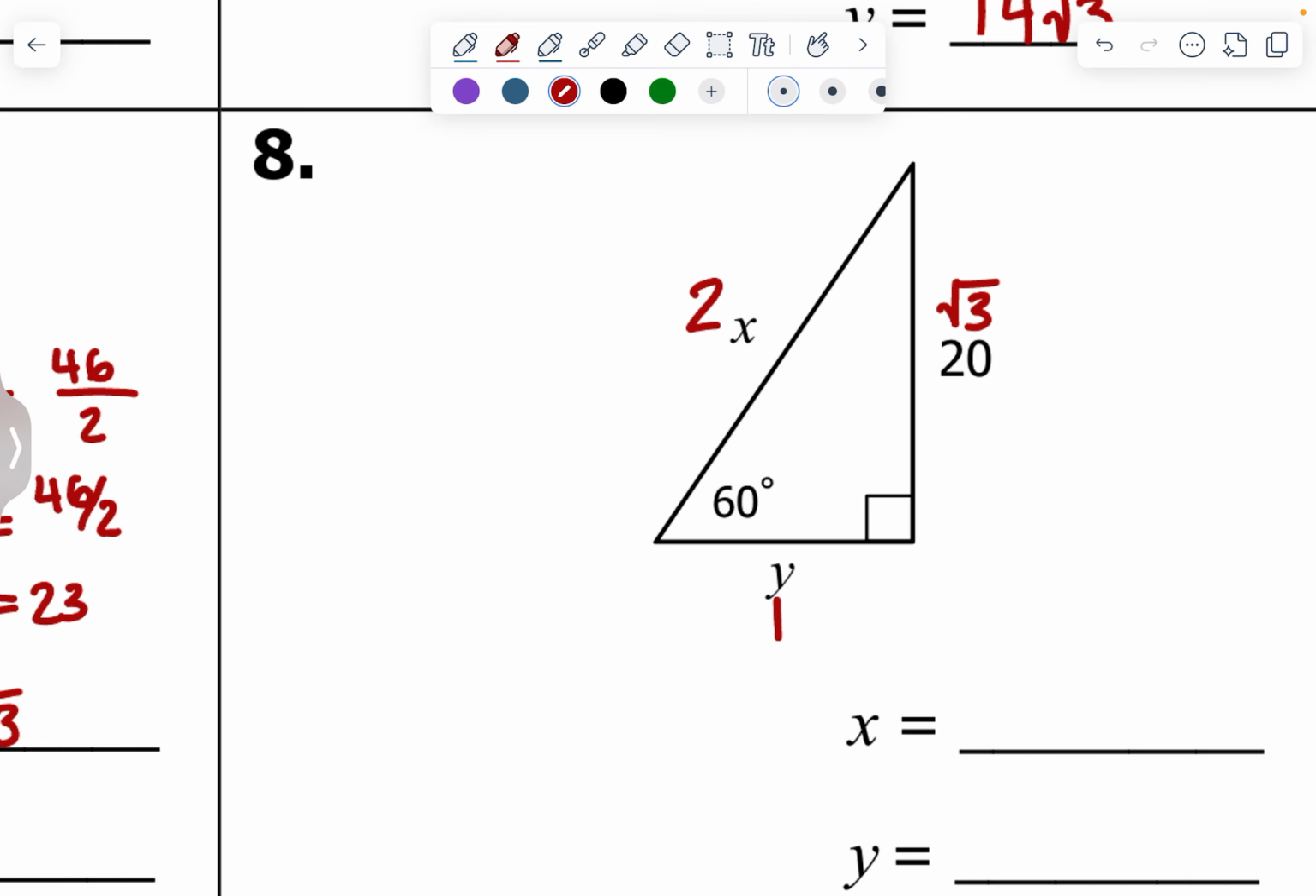Let us find x. We're going to put our missing side x over the rule with x. What is the rule with x? The rule with x is 2. And that is going to be proportional to our given side 20 over the rule with 20, which is radical 3. We need to cross multiply.